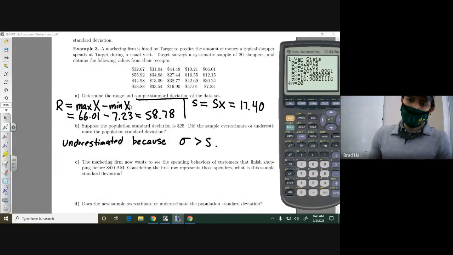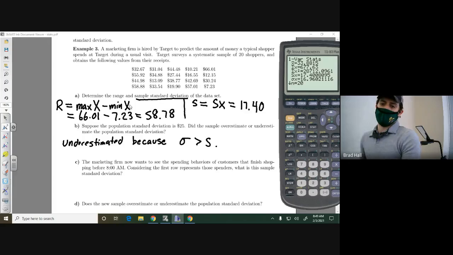Part C says, now the marketing firm just wants to see the spending behaviors of customers that finish shopping before 8 a.m. So I looked it up. Most Targets open at 7 a.m. So they want to see what that first hour of shoppers' behaviors are like. And let's just say the first row in the data set represents those spenders. What's the new sample standard deviation?